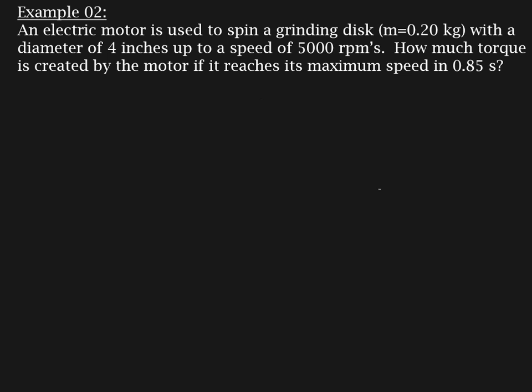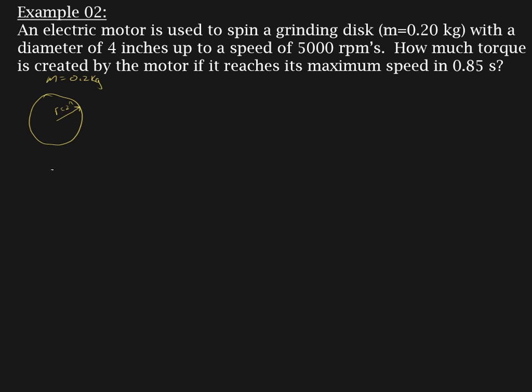Okay, so welcome back, and let's get started on the problem. So we have a disk. Just draw a picture here so we have a visual reminder of what's going on. It has a mass of 0.2 kilograms and a diameter of 4 inches, so the radius is 2 inches. And 2 inches is approximately 5 centimeters because it's going to be 2 times 2.54.